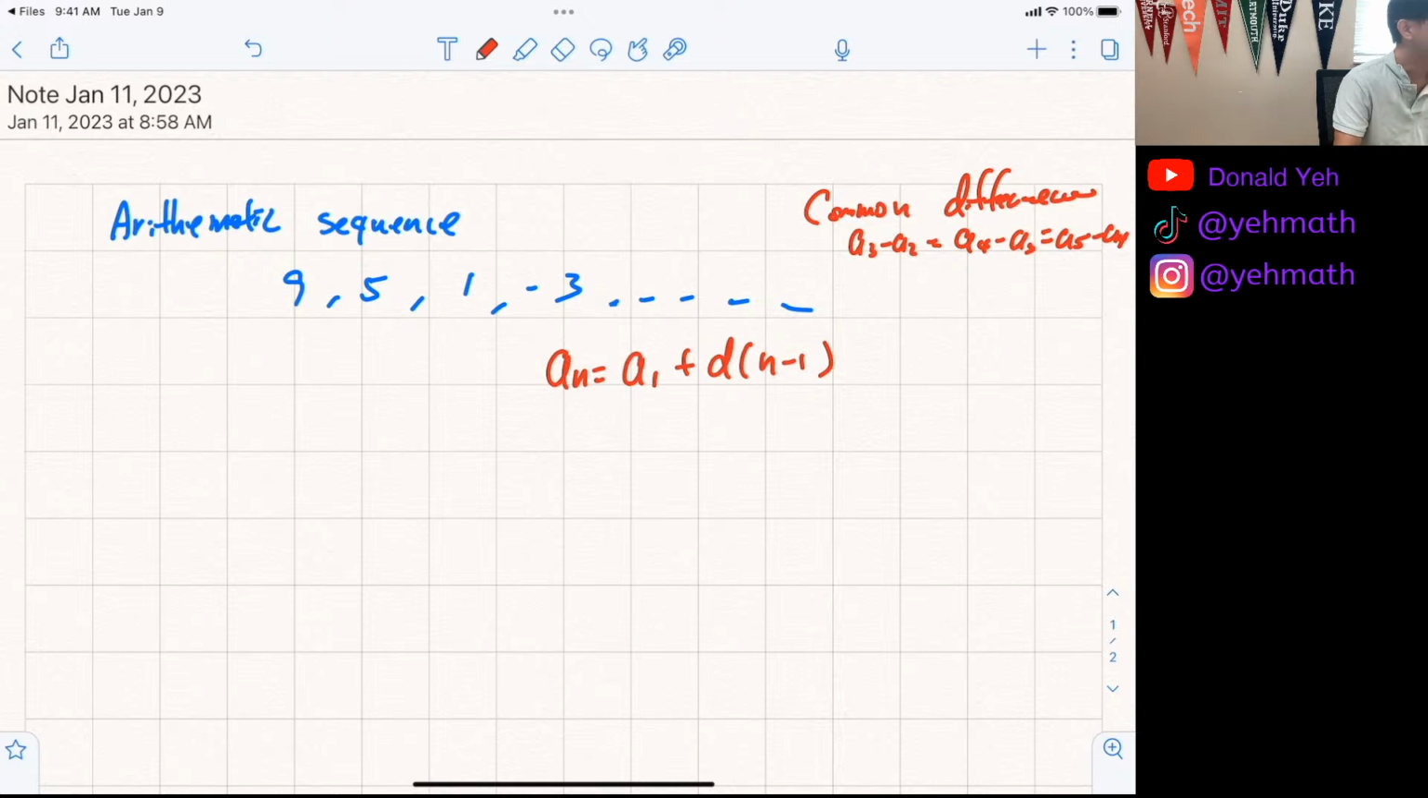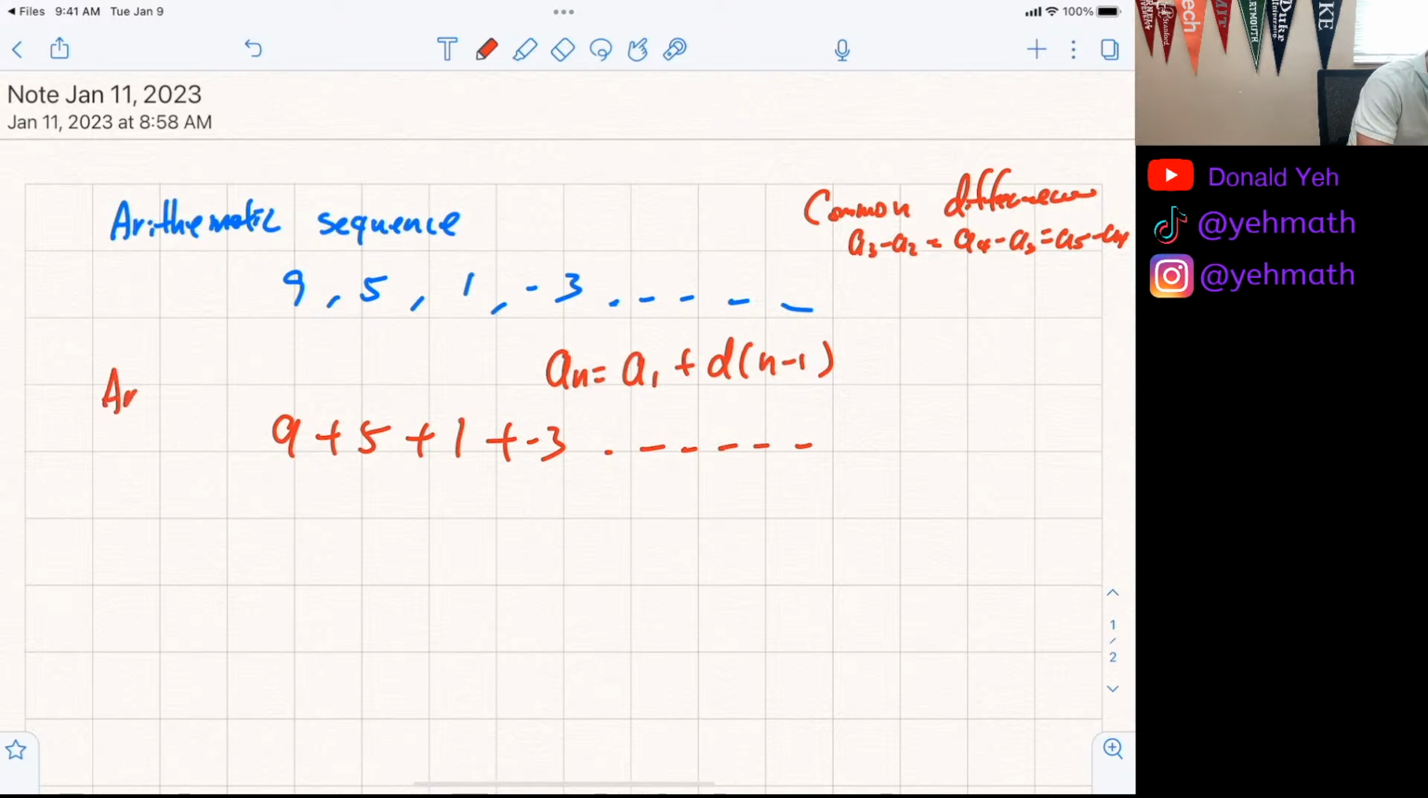Okay. There is also an arithmetic series. A series is going to be 9 plus 5 plus 1 plus -3 and so on. The only difference between a series and a sequence is adding; you're adding each term. And if you want to find the sum of all the terms, there is an equation called the partial sum: S n equals n over 2 times a1 plus an.